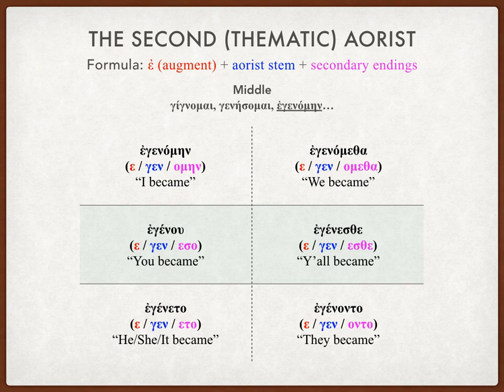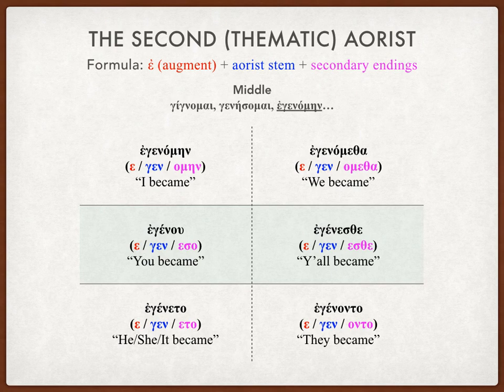The second person singular, as I mentioned before, goes through a couple changes. Start with your augment, your aorist stem in this case is gen, and the second person singular ending will eventually be u, egenu, you became. The reason it's u, why it looks so different, is that originally it was essa. Sigma drops out between the two vowels. Epsilon and omicron give you u. This is something you've seen roughly equivalent before, but you can also just memorize the ending as u if that's easier for you. So egenu, you became.